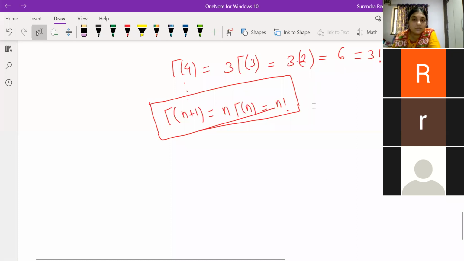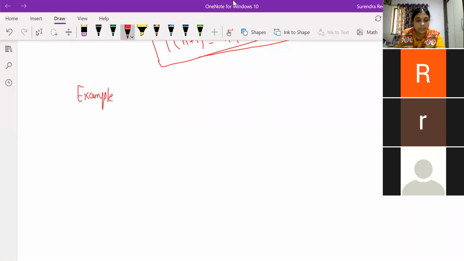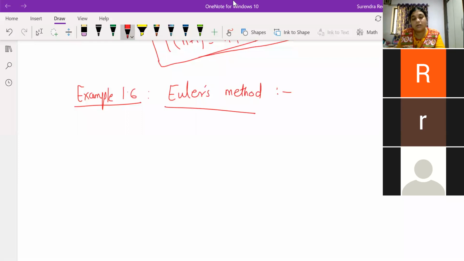Okay, so this is one type of difference equation. Now we will see another application, another example, that is Euler's method. Example 1.6. This is the sixth example, right? In Euler's method also we come across some type of difference equations. So what is Euler's method? It is used to solve initial value problems in numerical analysis.